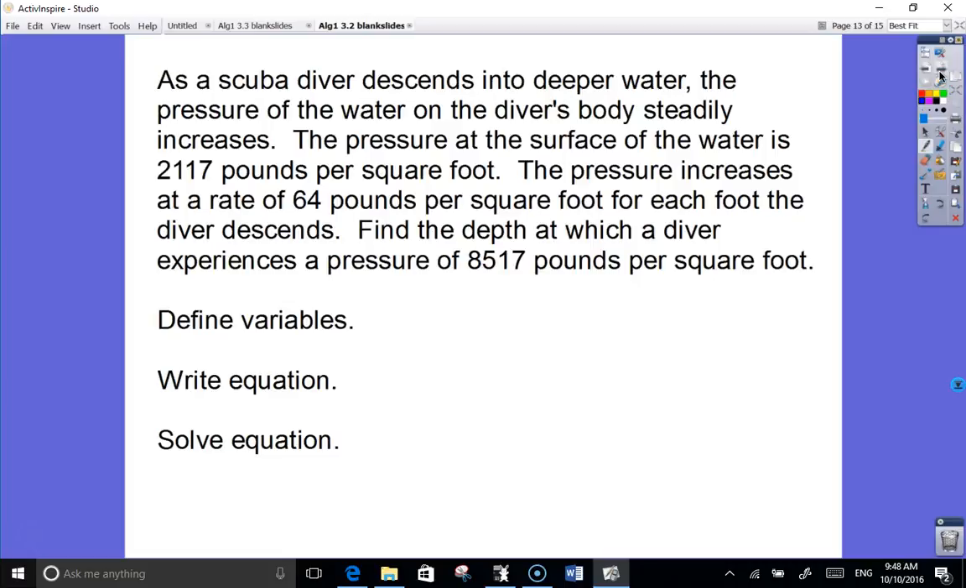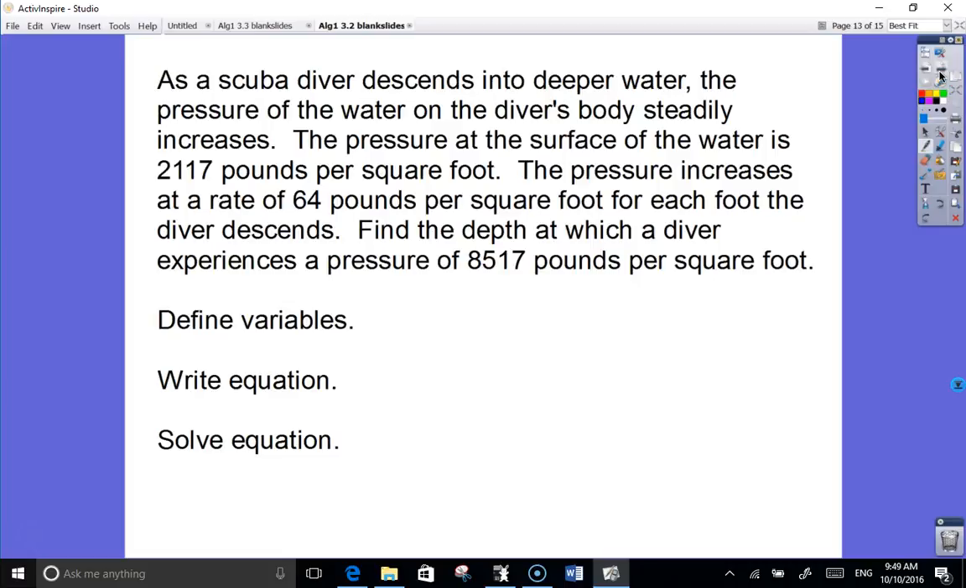Okay, listen up. Right? As a scuba diver descends into deeper water, the pressure of the water on the diver's body steadily increases. So the deeper you go, there's more pressure. There's more weight on top of you. The pressure at the surface is 2,117 pounds per square foot. The pressure increases at a rate of 64 pounds per square foot for each foot the diver descends. Find the depth at which the diver experiences a pressure of 8,517 pounds.